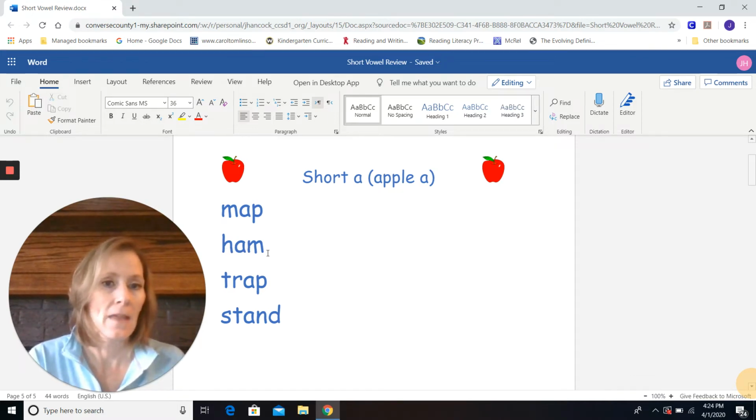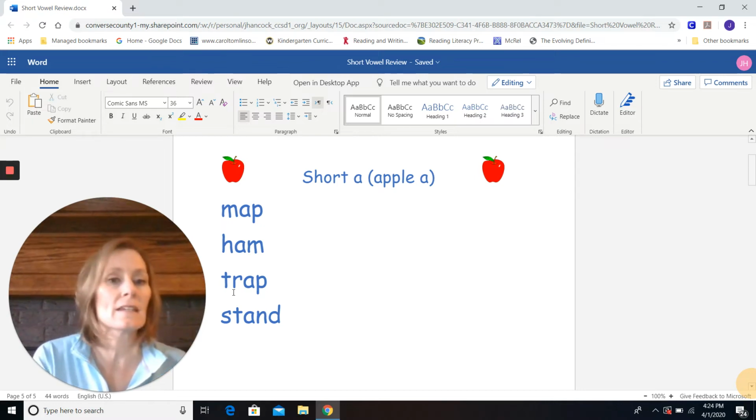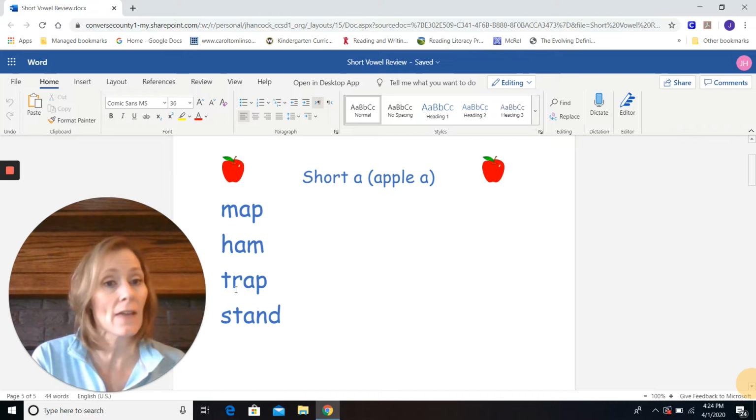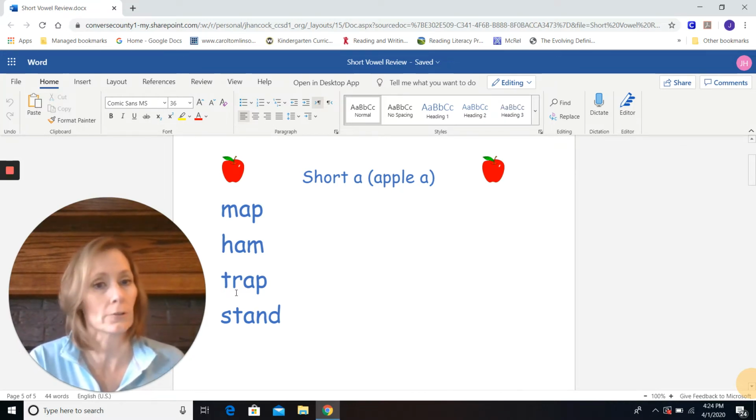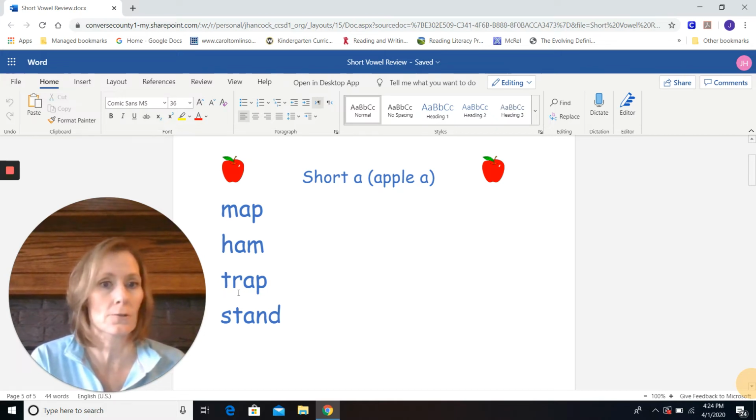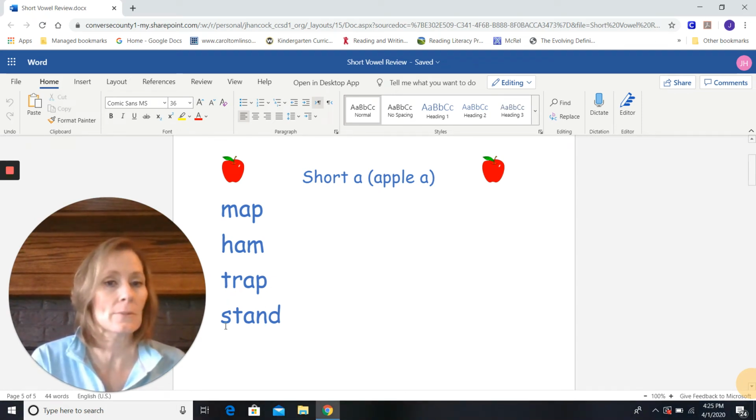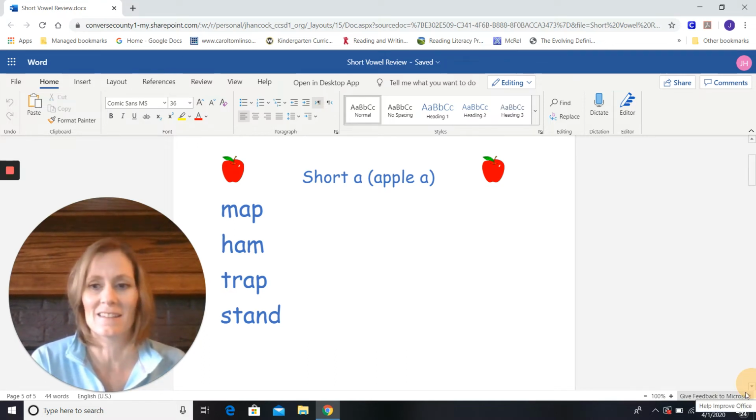Ham. As we move on to our next word, we see the TR blend. Remember, when we read words with blends, we say them together. They are blended together. We don't say them separate. We want to put it together. I right away see this is the app chunk here. I'm going to put it together and make, trap. Our last word has a beginning and ending blend. I also see it has this little sight word in the middle. What is it? Yep, it is stand.